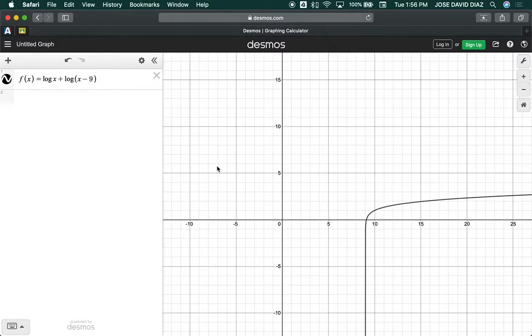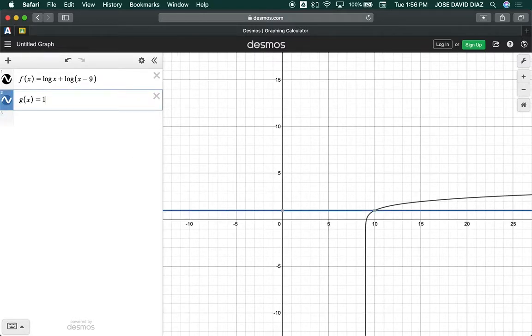So now I'm going to graph the second one, which will be y equals 1, or g of x equals 1. So therefore my intersection, it's only 1, which is 10. Notice that at negative 1, there's no intersection here. Because of the log, the domain of a log graph is not all real numbers. And that's when we encounter extraneous solutions.